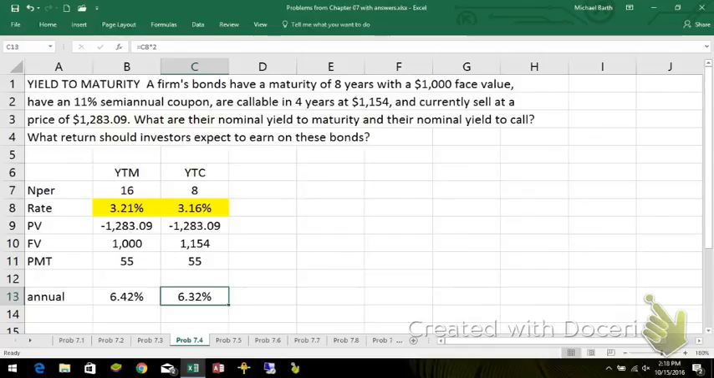The assumption when we talk about what return should investors expect to earn on these bonds, you'd expect to earn the lower of the yield to call or the yield to maturity, because it's assumed these bonds would call.